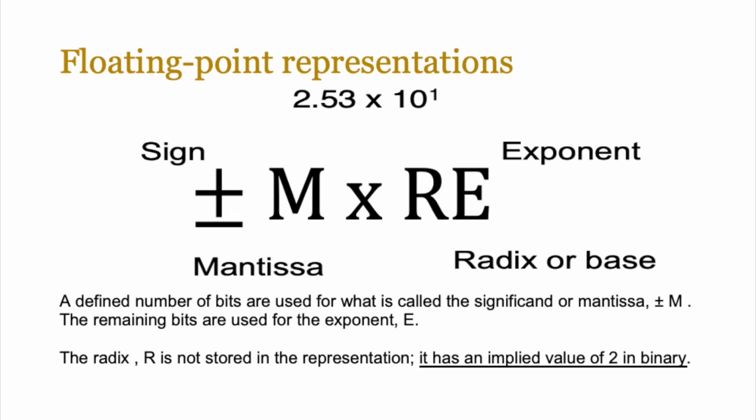And to move to floating point representation, we're going to go back to the use of exponents, mantissas, signs, and bases. Now what you see on screen is the typical way scientific notation is written in denary. A defined number of bits are used for what is called the significand or mantissa. The remaining bits are used for the exponent. The radix or the base is not really stored because the implied value of that is 2, because we're working in binary in this case. So it's assumed that you'll be working with binary representation all the time. If you see something like m times r to the power of e, you should be able to explain that m is the mantissa, e is the exponent, plus or minus is the sign, and r is the base.